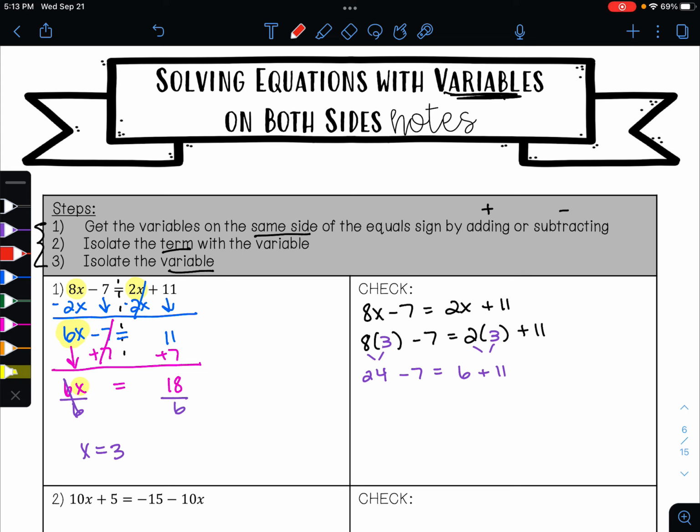24 minus 7 is 17. 6 plus 11 is 17. Does 17 equal 17? Yes. So we have solved this correctly. 3 is the answer. Let's try another one.